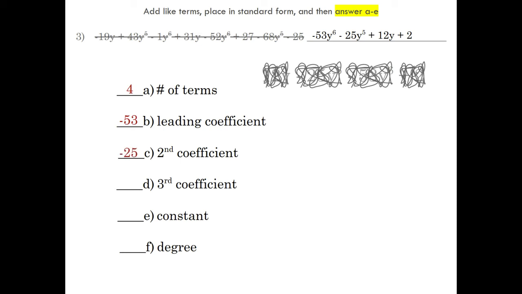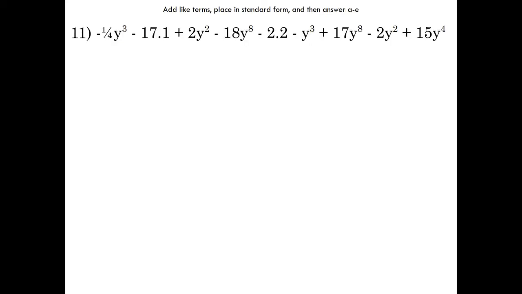The third coefficient is the number in front of the third term, which is a positive 12. And the constant is the term without any variables, that is the positive 2. Variables, again, are letters. And the degree is the highest exponent, in our case, which is 6. That is how you do questions 1, 2, and 3.